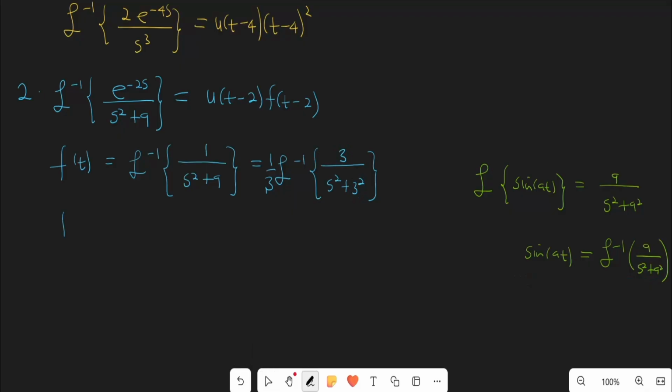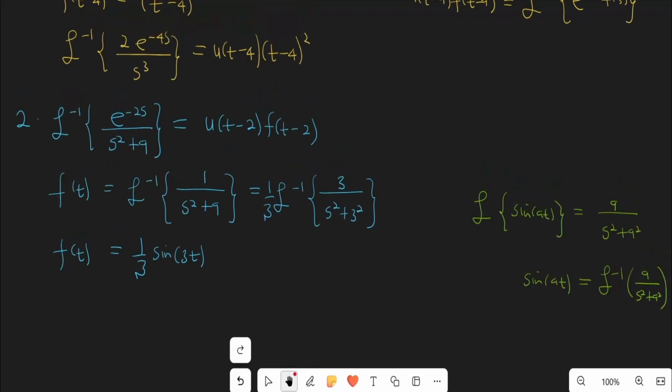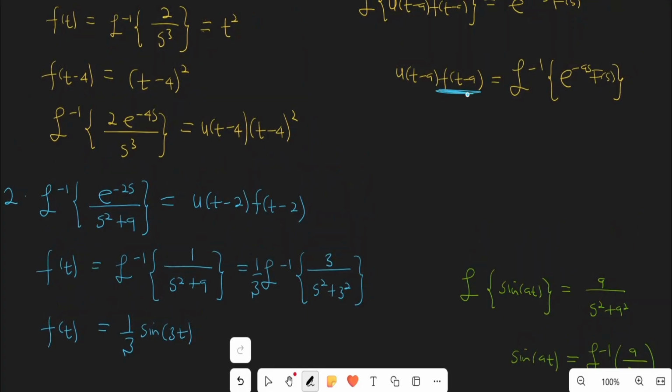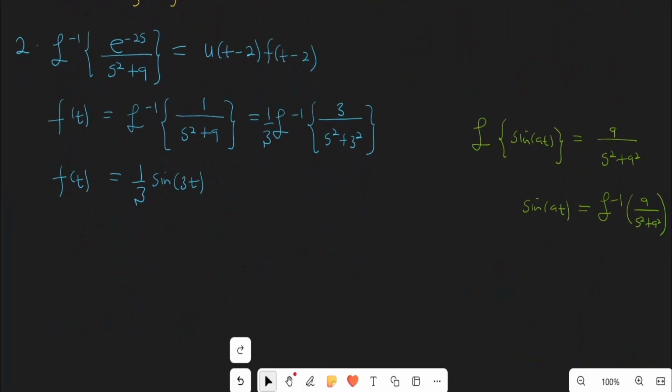So that means that f of t in this case is 1/3, and the Laplace inverse of this one is going to be sine of 3t. So this is our f of t, but we need f of t minus 2 because we have to shift the function by 2, the constant in the exponential function. So remember to always shift the function. So f of t minus 2 is going to be 1 over 3, and then sine of 3 times t shifted by 2 like this. So this is f of t minus 2.